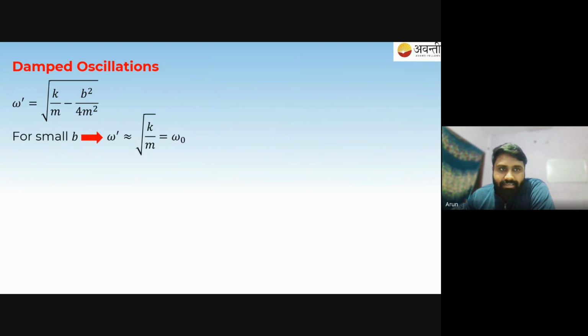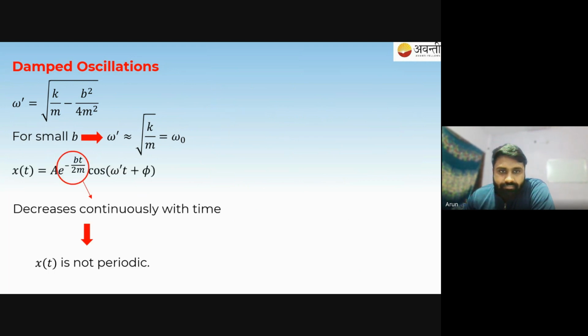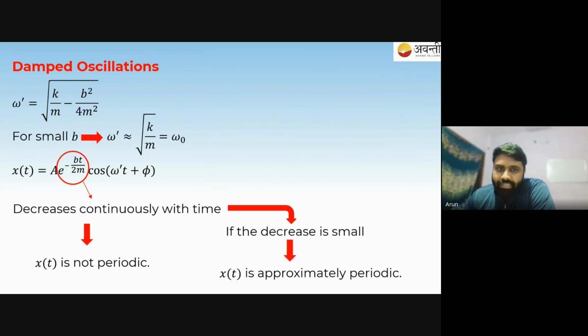So omega dash is root of k by m minus b square by 4m square. For small b, you can vanish this term. Again, this frequency will become the natural frequency, which is root k by m, for a periodic function. Because this function is decreasing constantly with time, if the decrease is very small, we can consider it to be approximately periodic, but the decrease is so high that it is not negligible. So we can say that this function is not periodic in general.